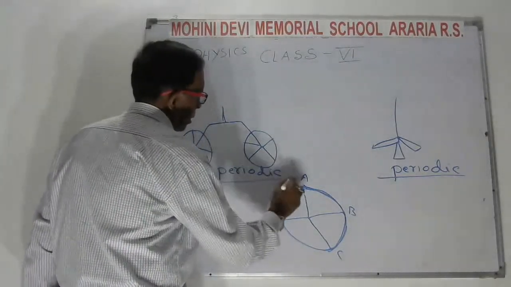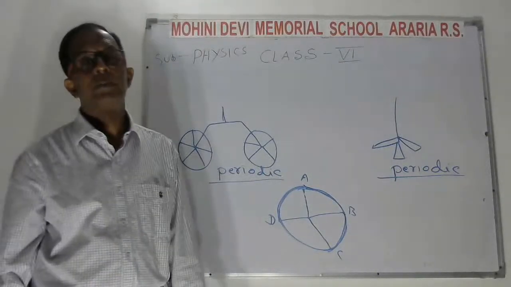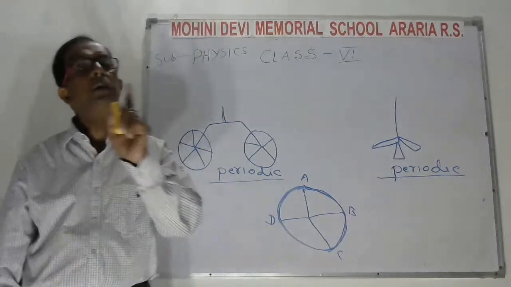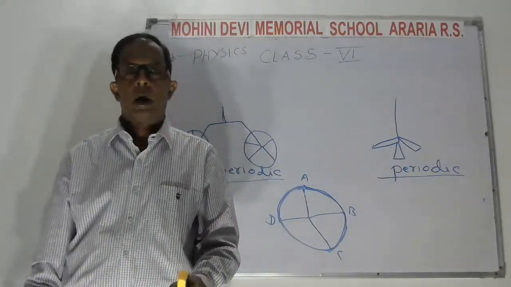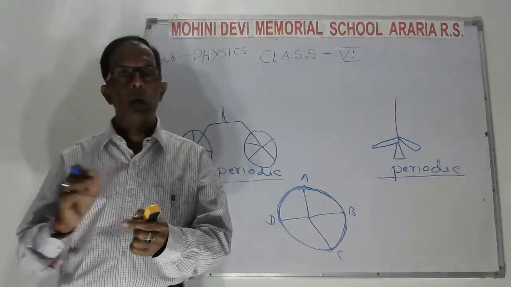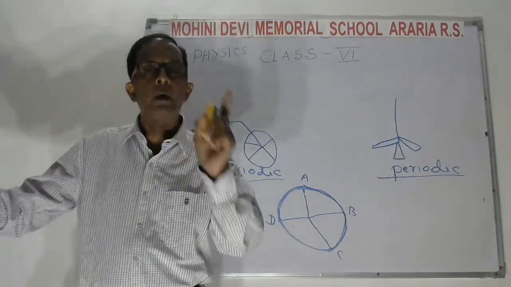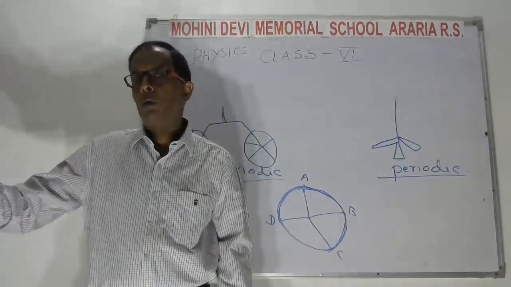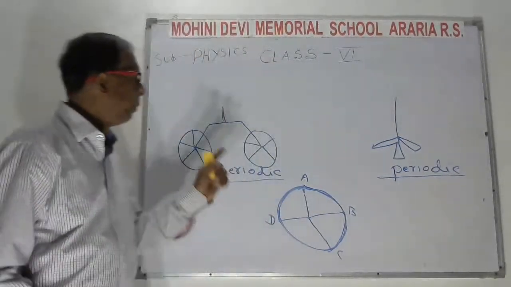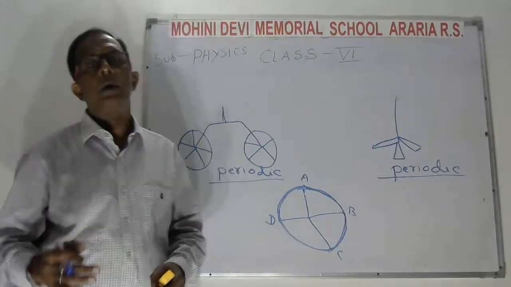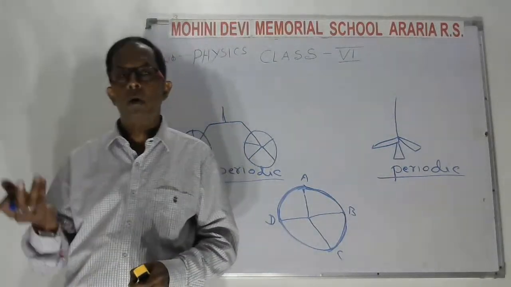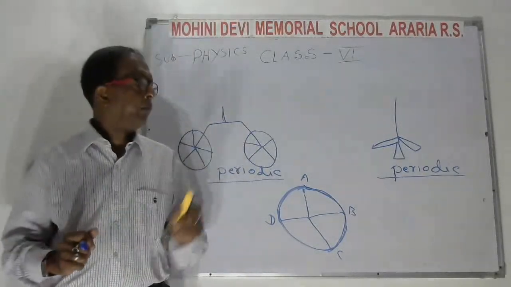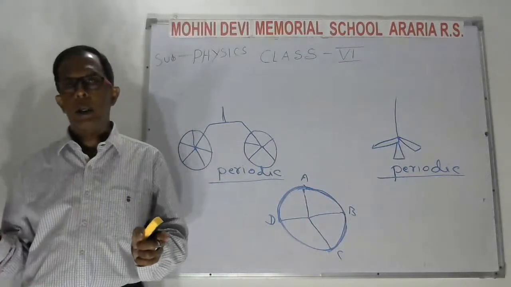Both are parallel, but the difference is the fan is not covering any distance. Due to periodic motion, the fan is not covering any distance. It is static in your roof ceiling. But the bicycle is covering distance after intervals of time. This is the difference between the motion of the fan and bicycle.